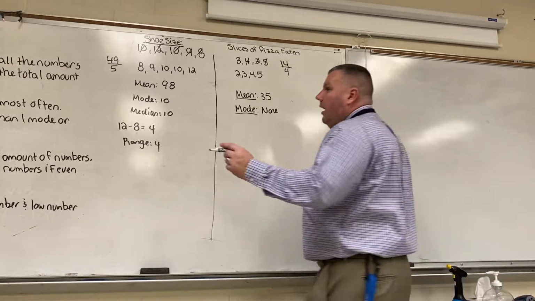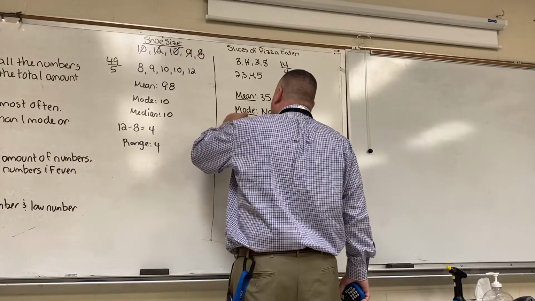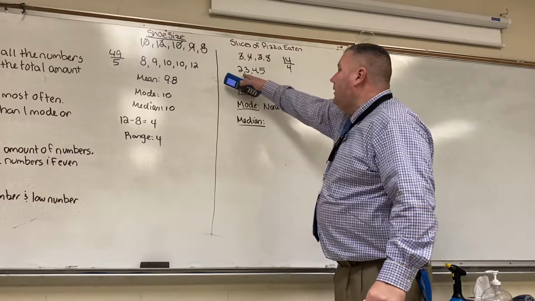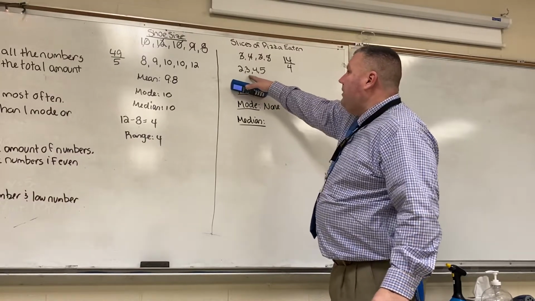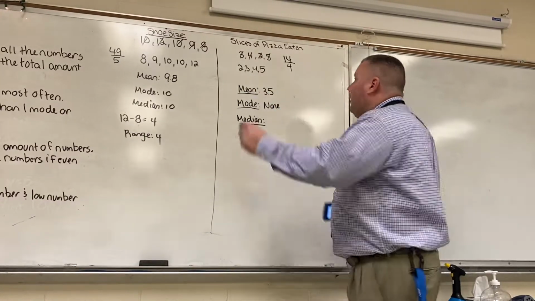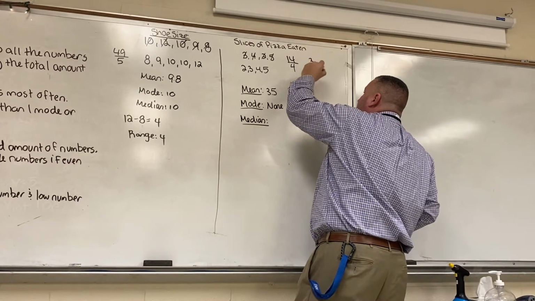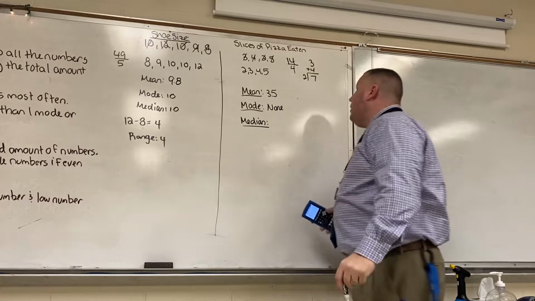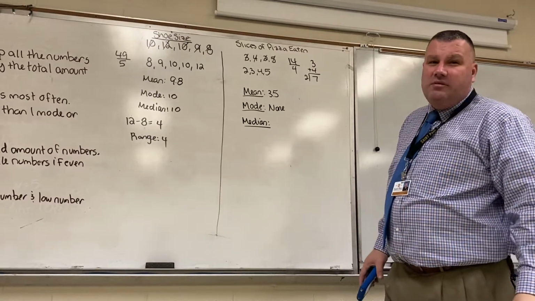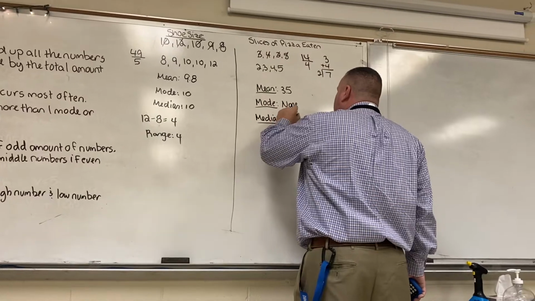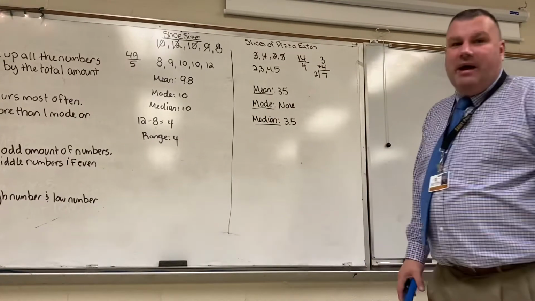The median is the middle number. Now, if you look, there are 2 middle numbers. There's a 3 and a 4. So what we're going to do is 3 plus 4 is 7, and divide that by 2. We're going to take the average of those two middle numbers. So 7 divided by 2, the median is 3.5.